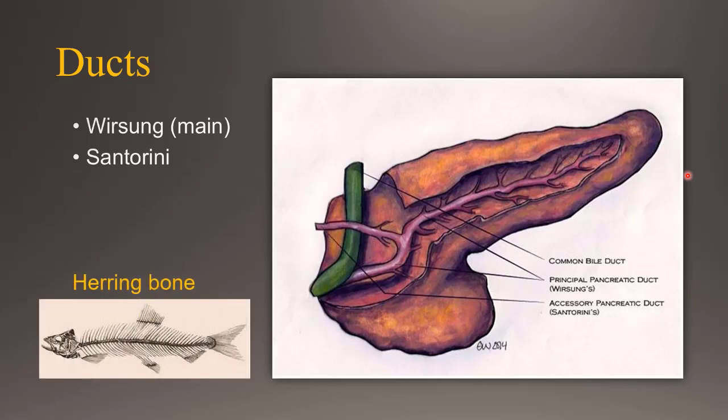The main duct of the pancreas shows pattern of a fish bone, you can see here there are many minor ducts which are joining the main duct. It appears like bone of a fish. Herring is a type of fish. It is called herringbone pattern.